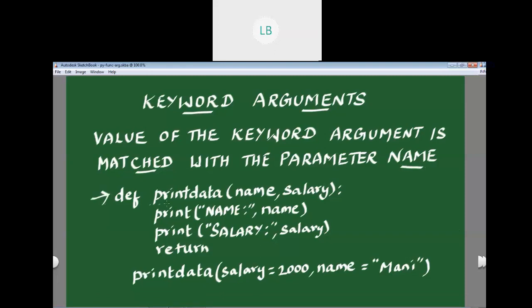Here is an example. printdata is the name of the function. We have two parameters, name and salary. We have two print statements. We are going to print the name and salary. This is the function call statement. We are calling the function. See how we are passing the arguments using the parameter name. This value is assigned to the parameter by its name.